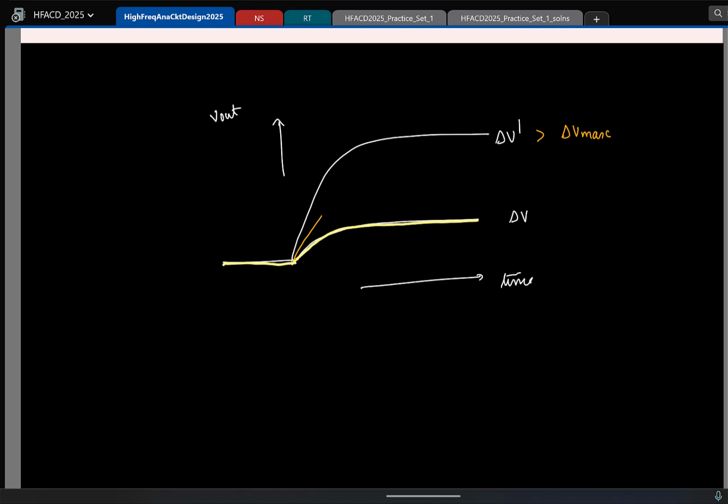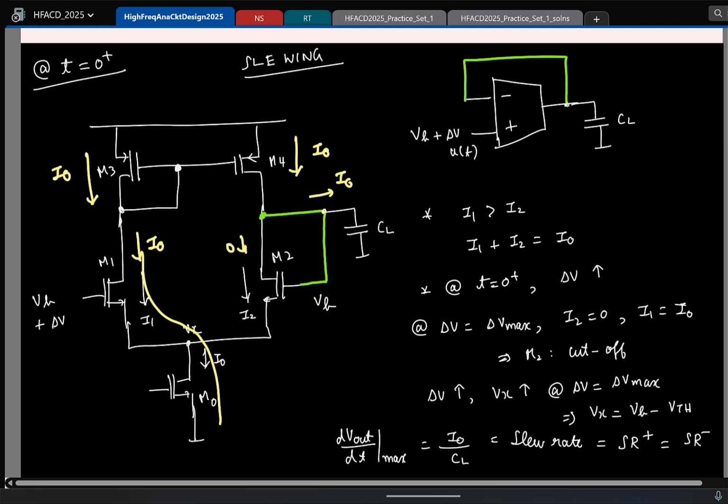It's a linear slope. So now tell me, this is t equal to 0 plus. Now do you think M2 will always be cut off, or will it turn back on after some time? Or when will it, I mean, why will it turn back on? Why will Vx decrease? Output voltage?